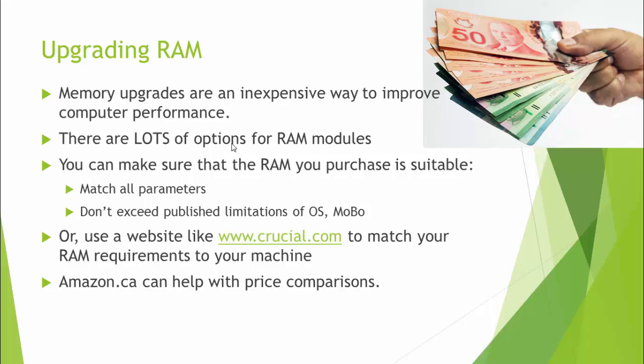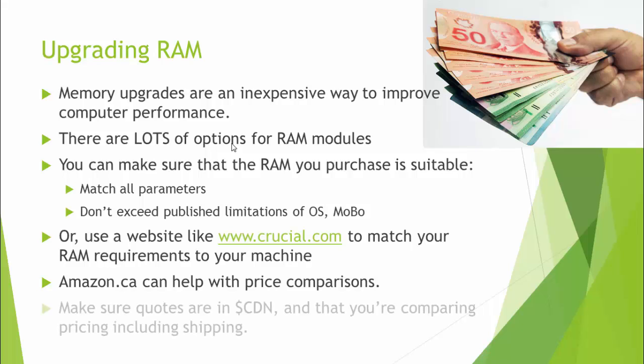And once you do this, of course, there's nothing wrong with, once you know the parameters of the RAM you want, using other websites to do price comparisons. Now, when you're doing your price comparisons, don't forget to make sure that the quotes are in Canadian dollars, and make sure that you're also considering shipping. So you have to consider your all-in costs before you decide which RAM you want to buy.